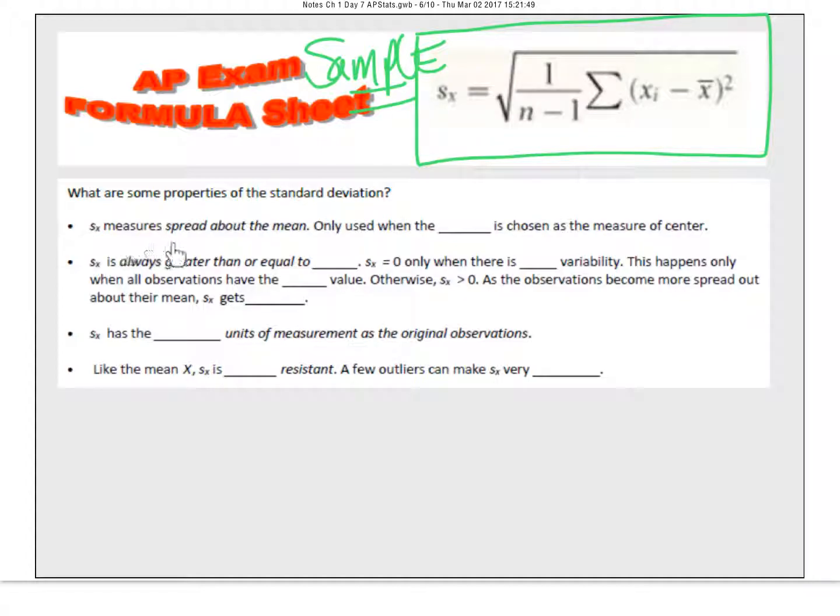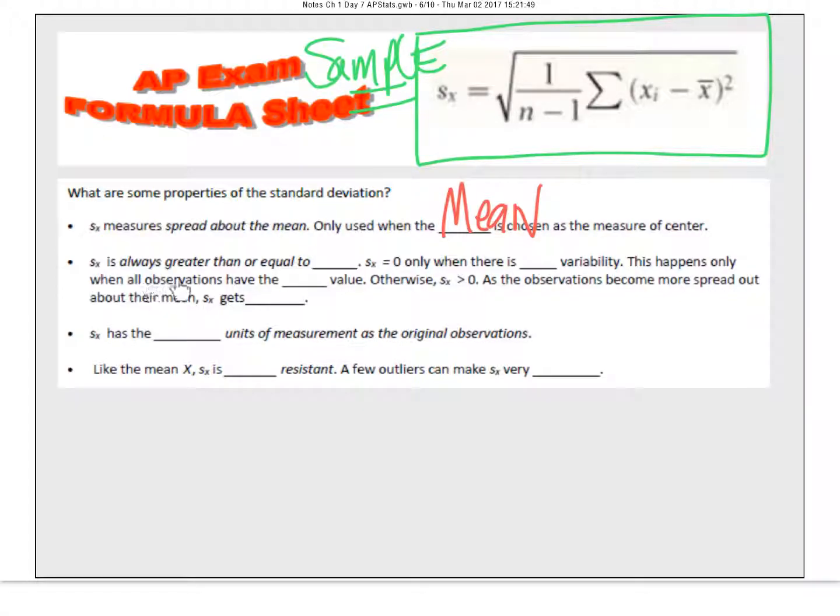S of x measures the spread about the mean, and it's only used when the mean is chosen as the measure of center. So if you're describing a distribution and you choose median, you wouldn't talk about the standard deviation because standard deviation is very much so attached to mean calculations.